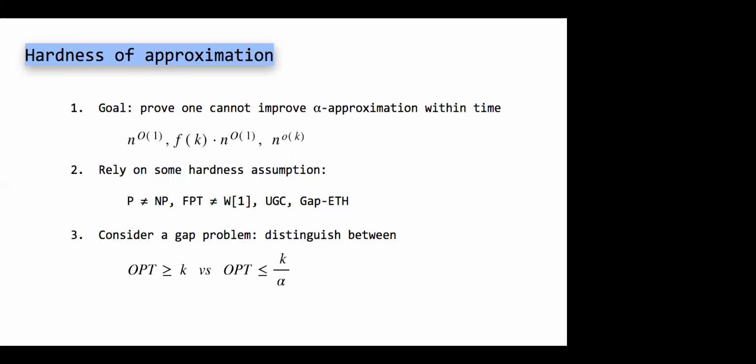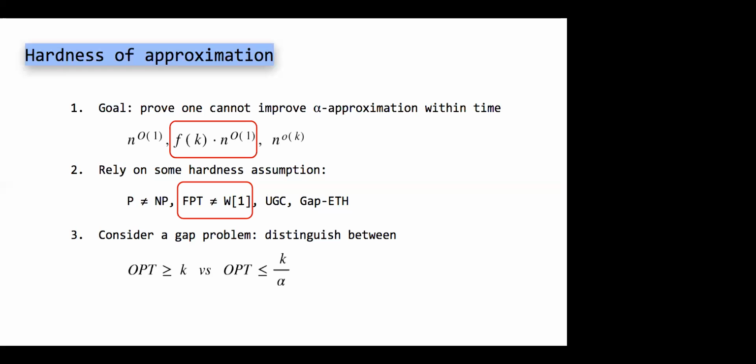But sometimes these conjectures are quite difficult to work with for approximation problems. So there are some stronger conjectures like the Unique Games Conjecture or the Gap Exponential Time Hypothesis, which are used to this end. In this talk, I will focus on FPT running time and the hardness assumption that FPT unequals W[1]. And how to tackle the quest of proving hardness of approximation.